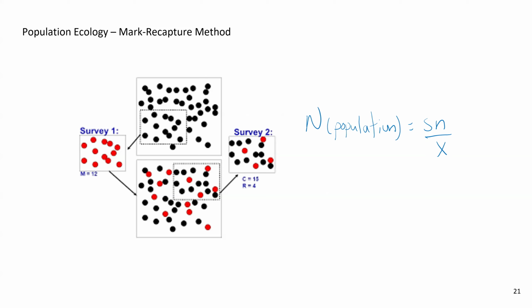But to review, S is the first capture, and the order is you would want to capture, and the amount that you capture the first time is S. Then you would release them. The second capture, the total is N. And then the second capture, the ones that are marked are X. So you take the amount you captured the first sampling times the amount you captured the second sampling and divide that by the amount that were marked. And that gives you an estimation of what the population size would be.